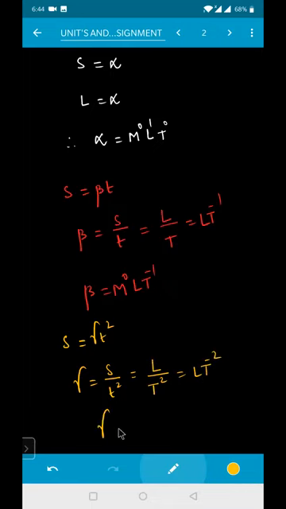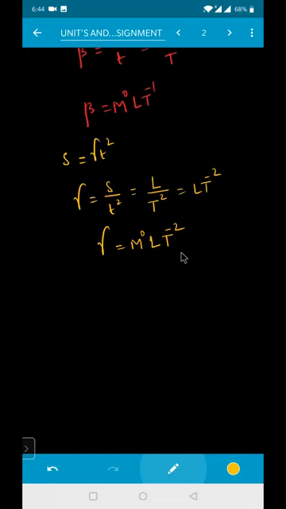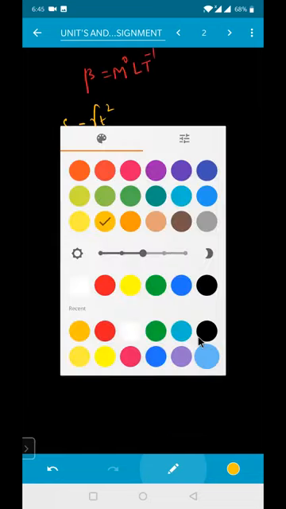That means the dimension of gamma will be: there is no mass property, so mass is 0. L is 1, T power minus 2. I'm not writing any power, which means the power of that one is always equal to 1. Okay?